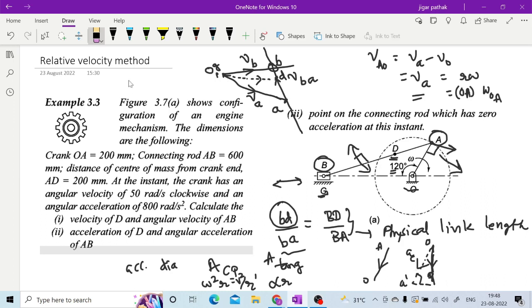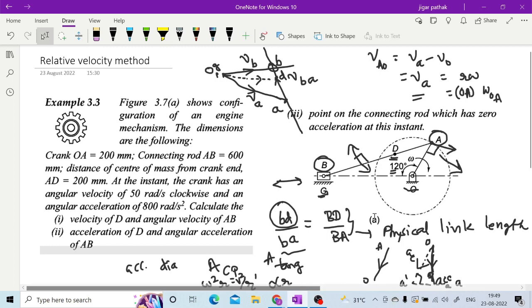So let us say this as full acceleration of point A. Here there is a little bit of confusion, so I'm writing acceleration of A. The centripetal acceleration is in the direction of the link, in the direction towards the center about which it is rotating, right?